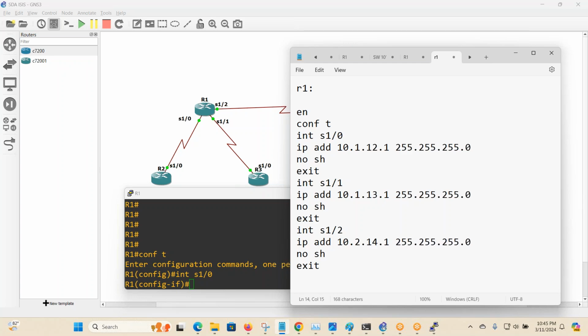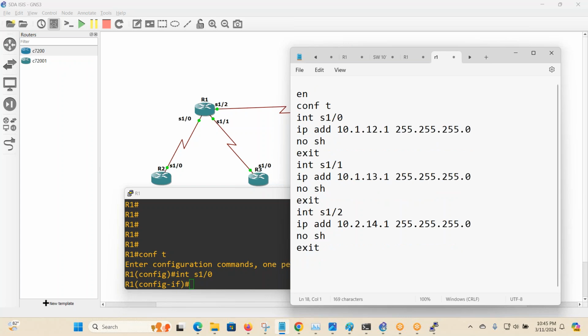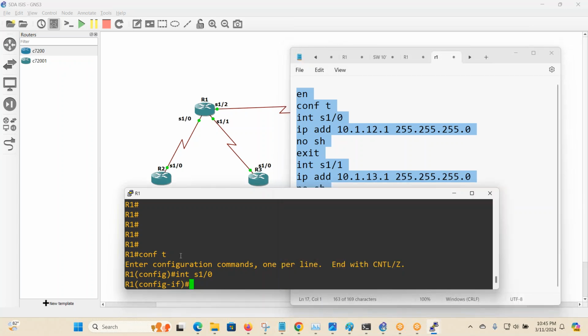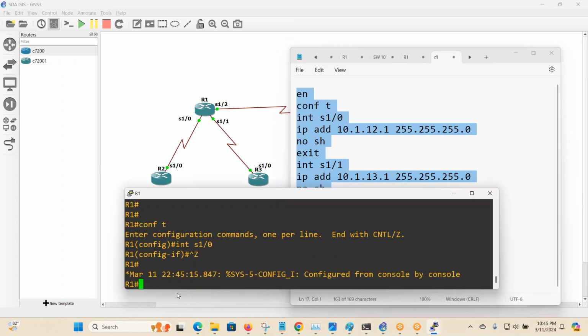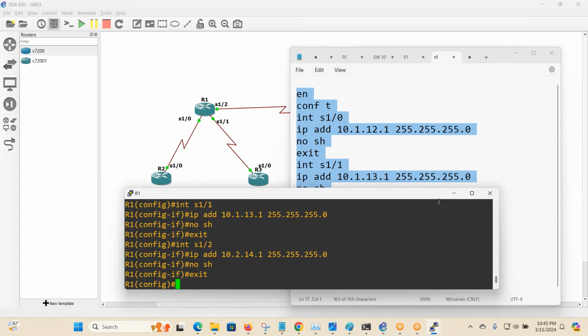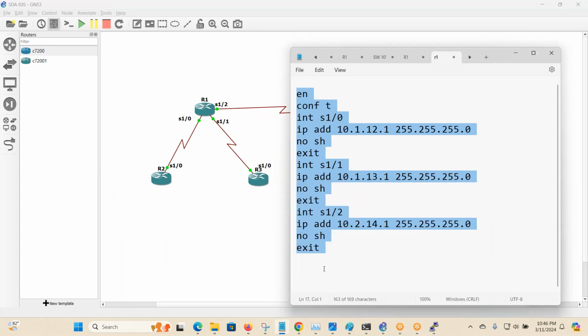serial 1 by 2, 10.2.14.1, and after this we'll copy this config and paste on R1. So now we have to paste it for R2.